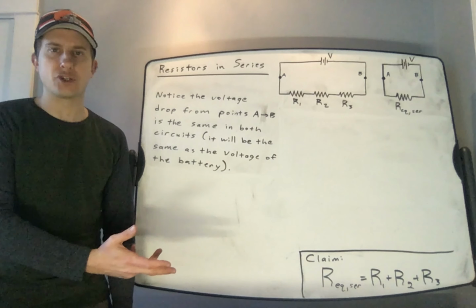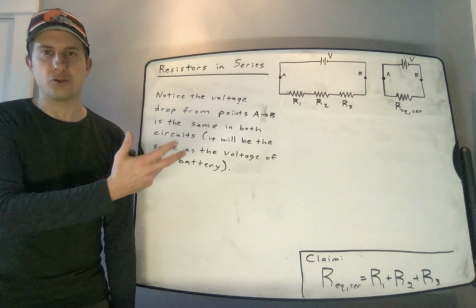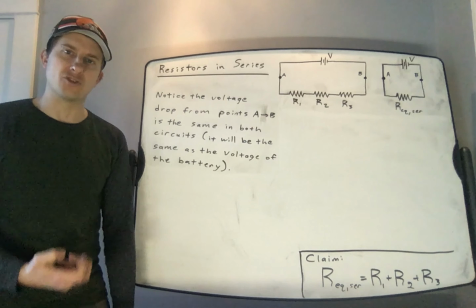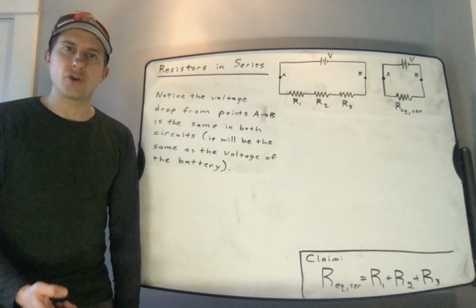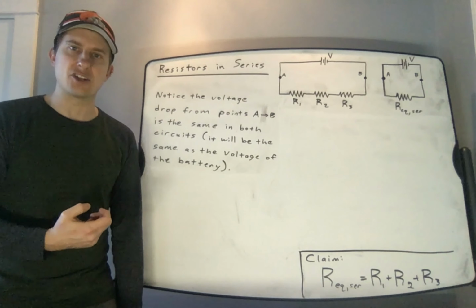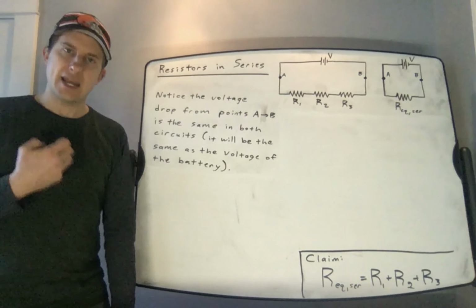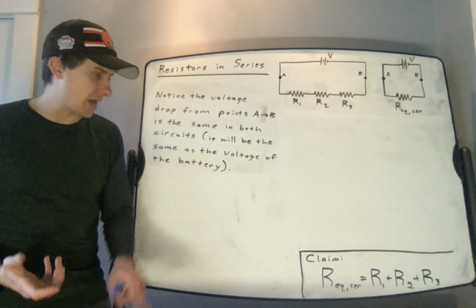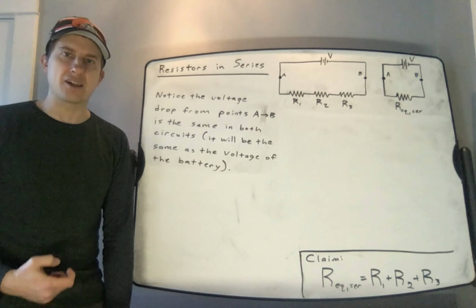Here I drew a picture of two circuits. On the left, we have a circuit containing a battery of voltage V and 3 resistors that are in series, labeled R1, R2, and R3. On the right, we have a battery of the same voltage V, and that battery is connected to a single resistor, which I call R equivalent in series. In lecture, we claimed that R equivalent in series would be the sum of the resistances, in this case R1 plus R2 plus R3, but we did not prove that claim.